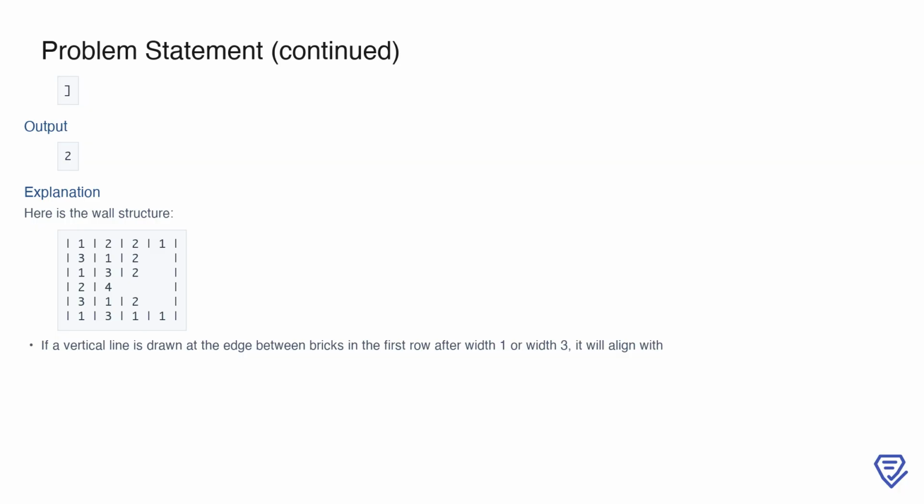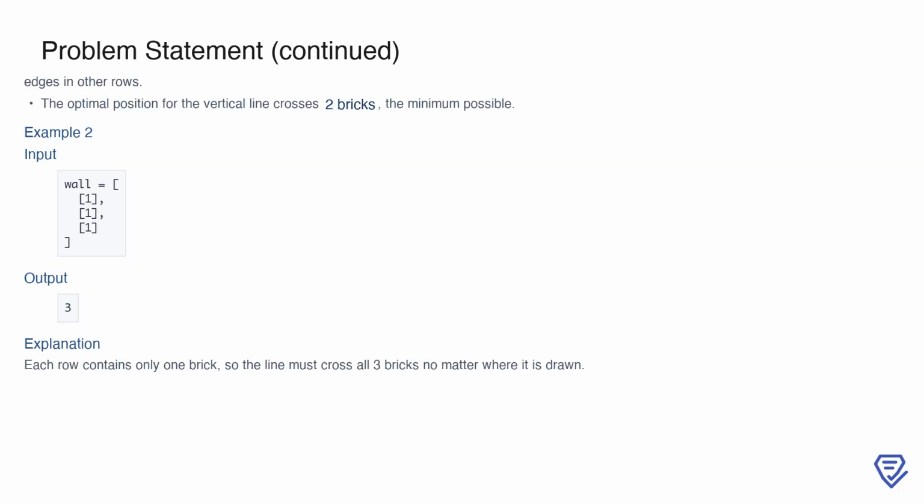minimum possible number. On the other hand, if the wall is constructed such that each row contains only 1 brick, like in the second example, the vertical line has no choice but to cut through every single brick. Since there are 3 rows and each row contains just 1 brick, the line crosses all 3 bricks, which is the minimum possible in this scenario. This demonstrates how the arrangement of the bricks directly impacts the solution.